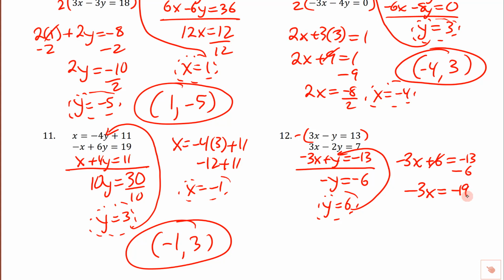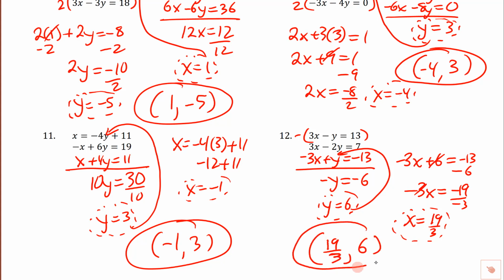Now, we might be tempted to look at this and go, oh no. If I divide by negative 3, well, that's weird. This doesn't go in evenly, but that's okay. We think of that as a fraction. We see if we can reduce it. We can't reduce it, but we can simplify it by doing a negative divided by a negative. So this is 19 thirds here. So we've got the x value and we've got the y value. So this is 19 thirds, comma 6. Circle those, and there we go.